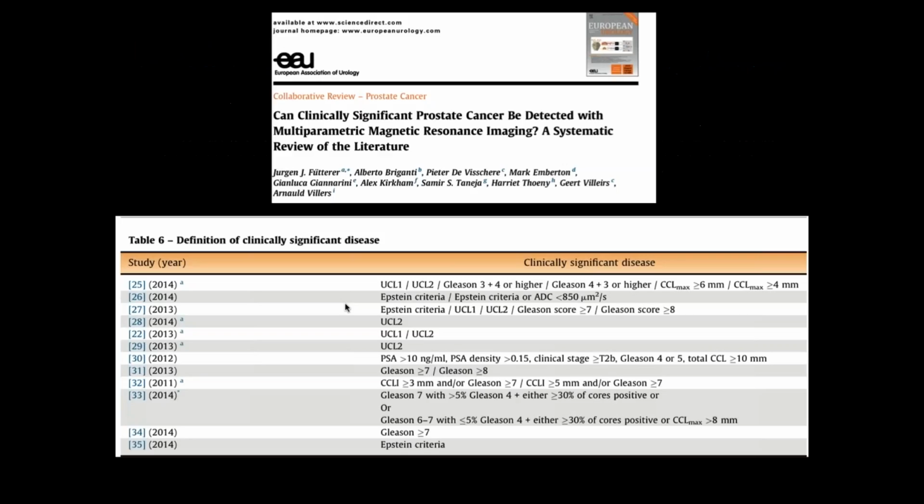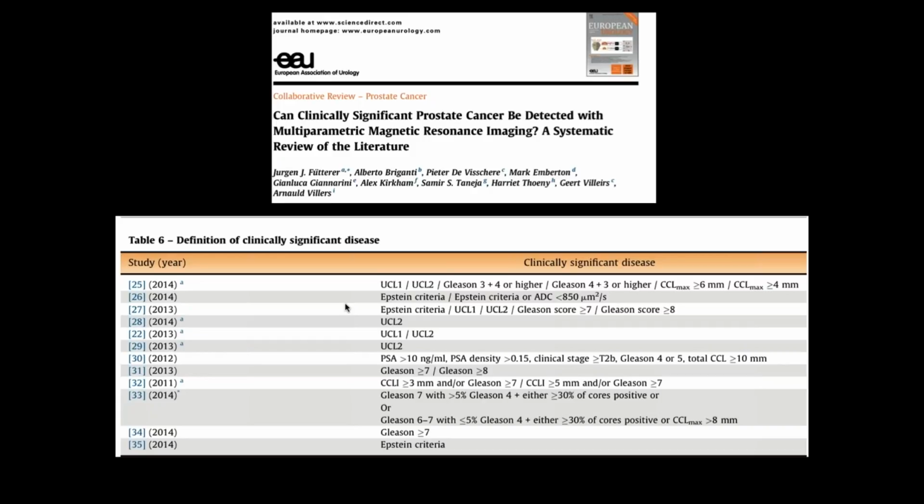What's clinically significant? If you look in this systematic review, we found that if you look at the definition in several papers, there's a diffuse representation of what is clinically significant. So every study uses different categories. So they use different endpoints.